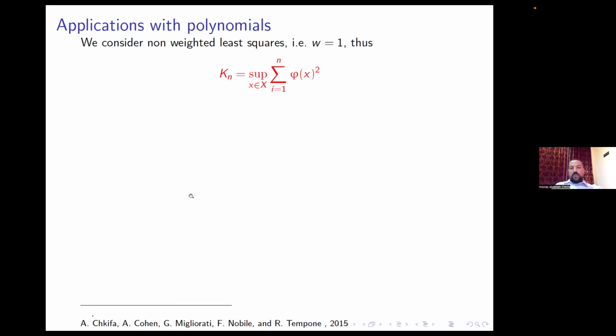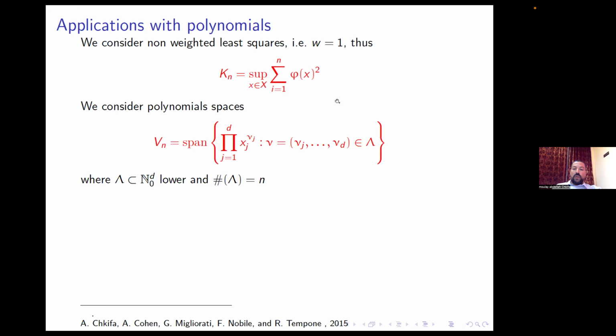So let me give you an example of the theory I presented so far in the case of polynomials. This is from our paper with Raoul. So if we consider non-weighted least square, which means I choose W equal to 1, and I do non-weighted least square projection on spaces of polynomials. The spaces of polynomials we used in this paper are what we call tensor product or tensorized polynomials with indices belonging to a lower set.